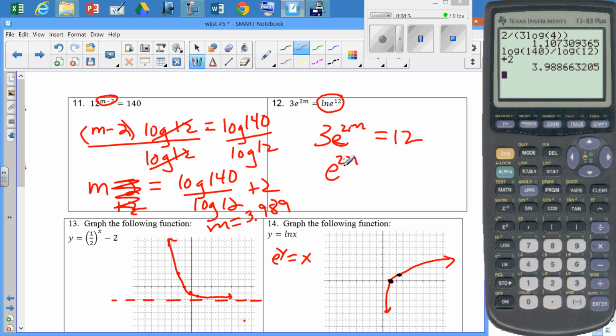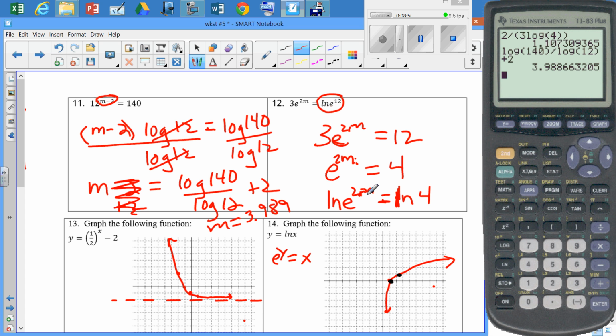e to the 2m equals 4. If I divide by 3 on both sides, let me make this a little bit clearer. e to the 2m equals 4. All I did was divide by 3 on both sides. And now I need to get that exponent in the front. I need to log both sides, but you could log it or you could natural log it. I'm going to natural log the e to the 2m, and the reason I do that is because that makes it a lot simpler to work with. Gotta do the same thing to both sides, so we have ln 4.